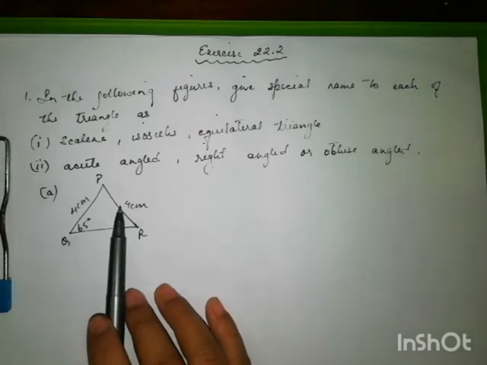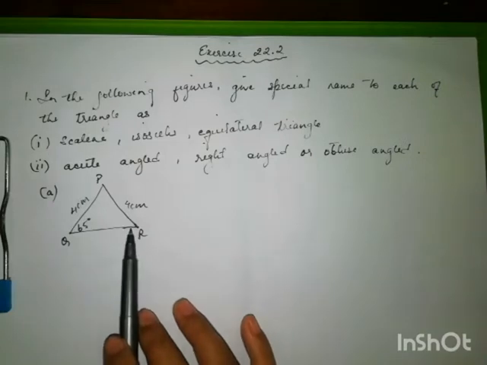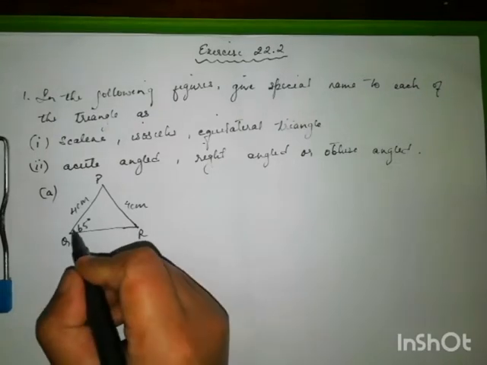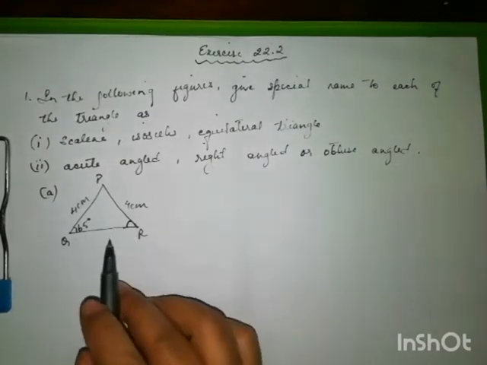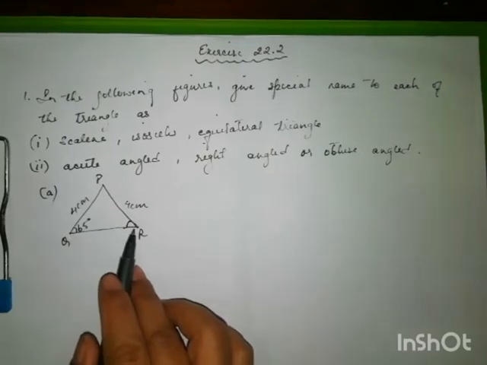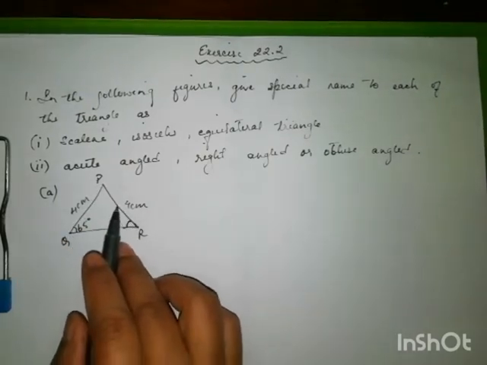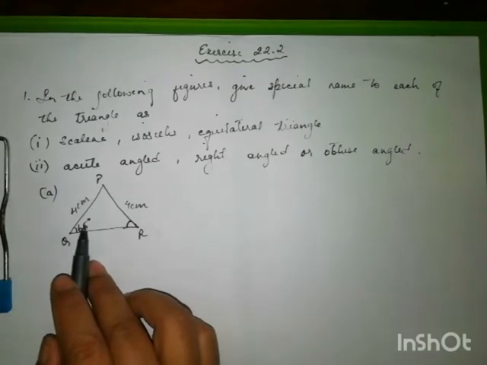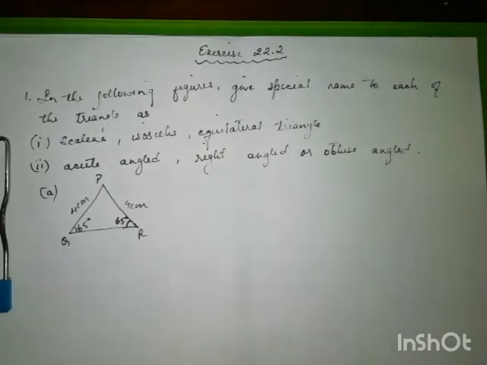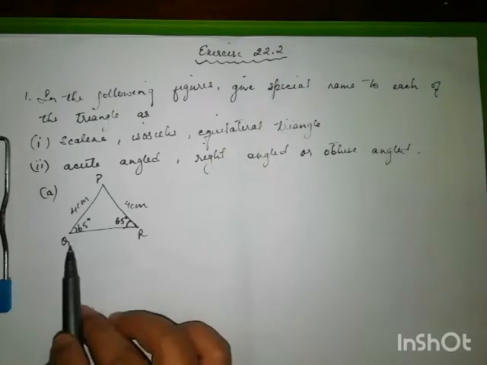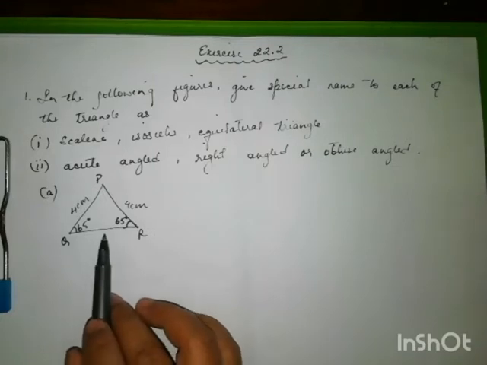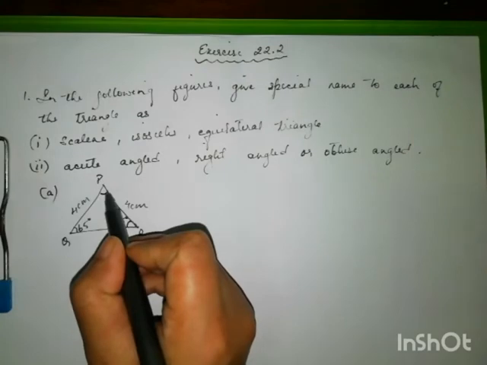So PQ and PR are equal, so their opposite angles, angle Q and angle R, are also equal. Side PQ is opposite to angle R, and side PR is opposite to the 65 degree angle. So if two sides are equal, their opposite angles are also equal, and angle R is 65 degrees. QR is 4 cm. Now we need to find out the measure of angle P.